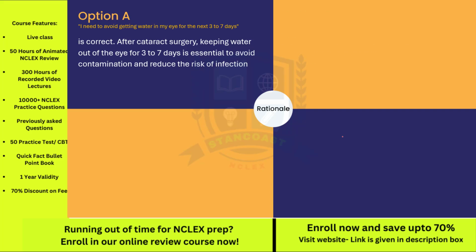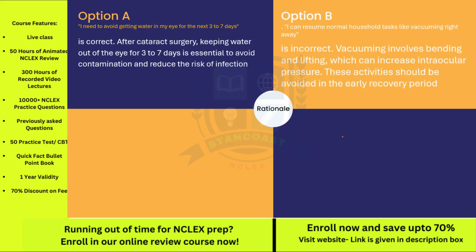B is incorrect. Vacuuming involves bending and lifting, which can increase intraocular pressure. These activities should be avoided in the early recovery period. C is incorrect.